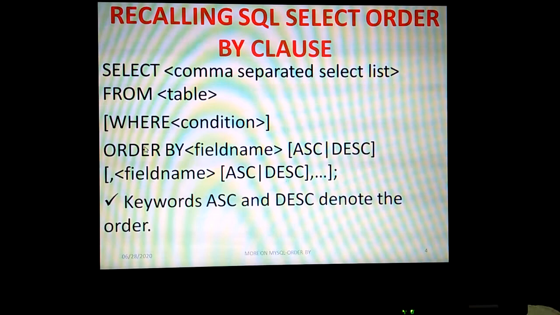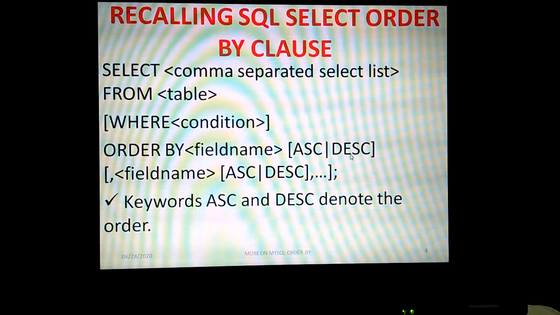Then order by, after that we need to give the column, field or attribute name according to which we want to display the result, either in ascending or descending order. Next, if you want to apply this order by clause on multiple columns, we can give another column name by giving a comma. The second column name we need to mention, and whether it should be displayed in ascending or descending order we mention with the help of these two keywords, ASC or DESC.